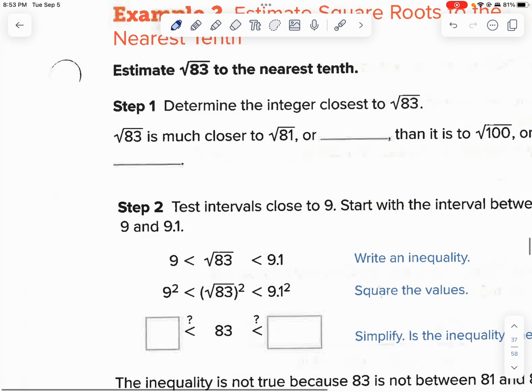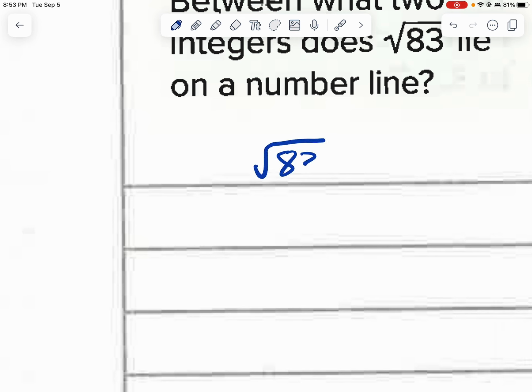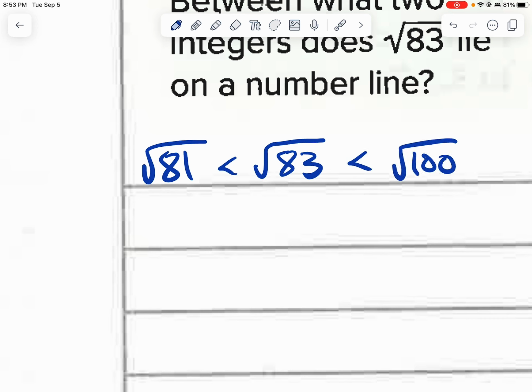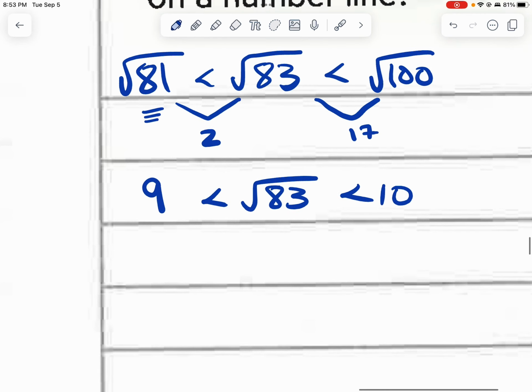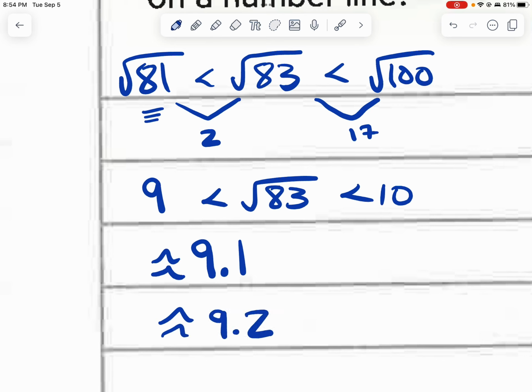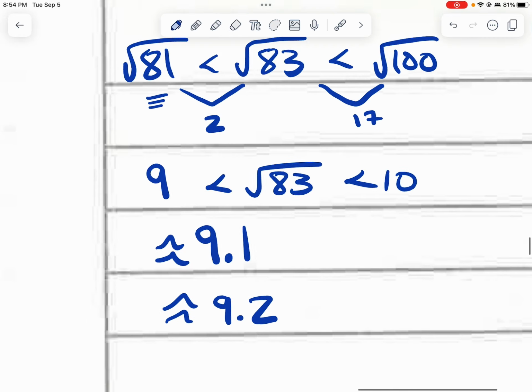Okay, so I'm going to do this one. I don't necessarily like how they do it, so I'm going to do it off to the side. So if I'm talking about the square root of 83, as we've already talked about, it's between these two. The distance between these two is 2. The distance between these two is 17. So it's super close to this. That means it's going to be between 9 and 10, but closer to 9 than to 10. So it's going to be approximately 9.1 or approximately 9.2.